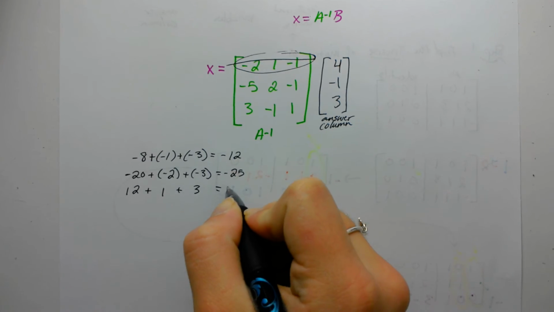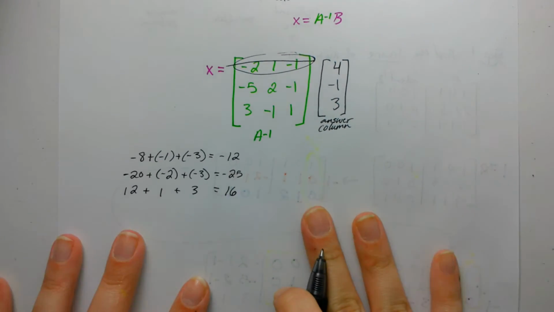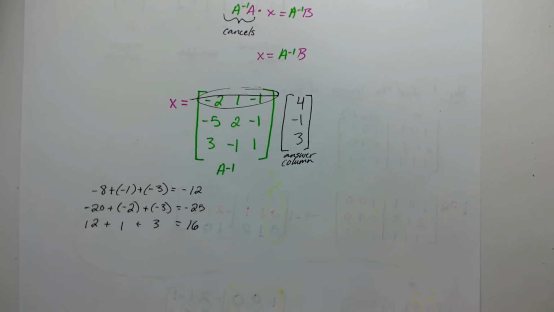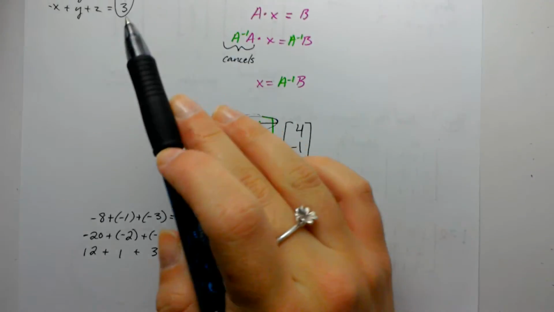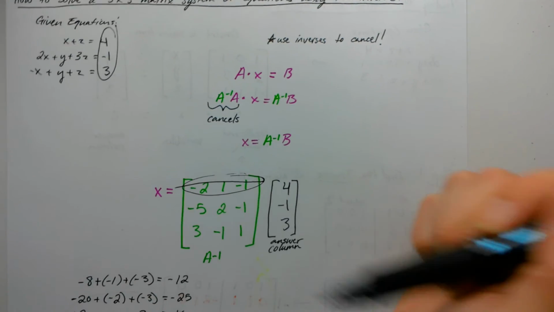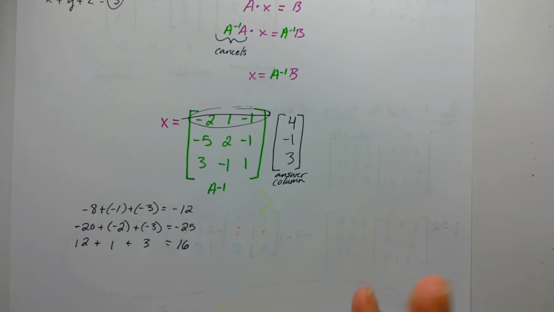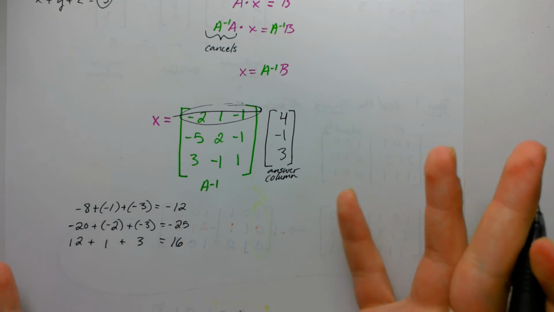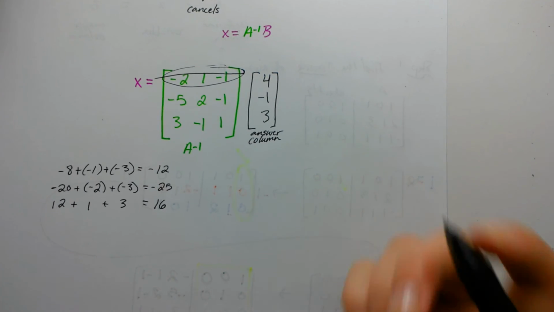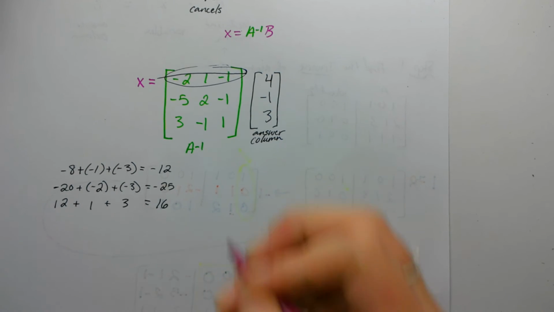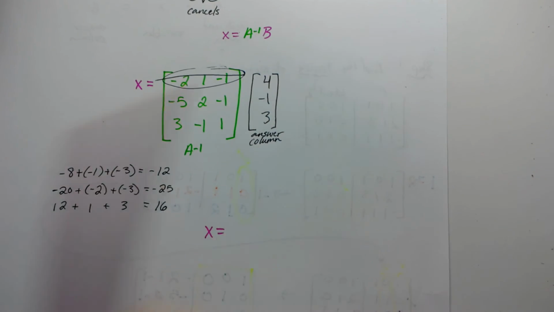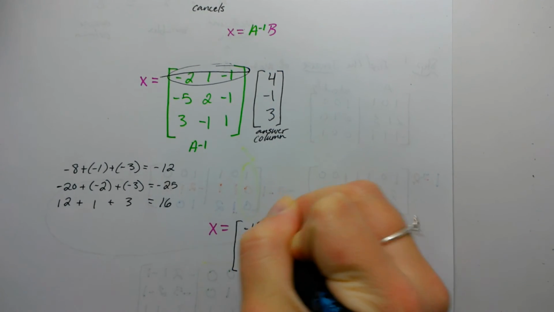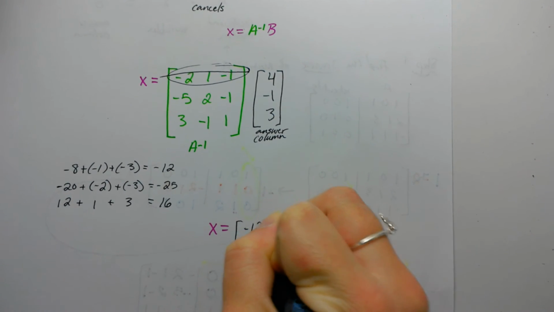Okay, so you should come up with these numbers. Again, this comes from your given problem, and you've previously found this inverse, and you just multiply them, and this gives you your answer set here. This is all found by matrix multiplication, and that gives you your X. So your X equals your final conclusion of -12, -25, and +16.